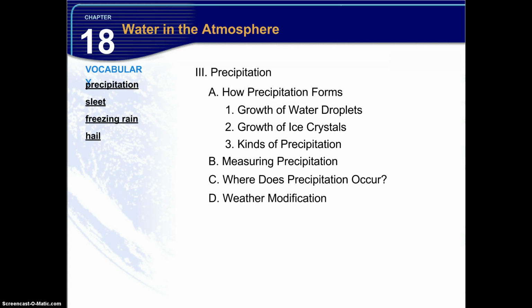Precipitation: how precipitation forms, growth of water droplets, growth of ice crystals, and the different types and kinds of precipitation. Measuring precipitation was not in our standards, so I took that slide out. And where does precipitation occur? We looked at the annual mean precipitation chart, and then briefly mentioned the most common type of weather modification. If you have any questions, please ask your teacher. And a good way to practice that last section, 18.3, is to look through the section review 1 through 7. Thank you.